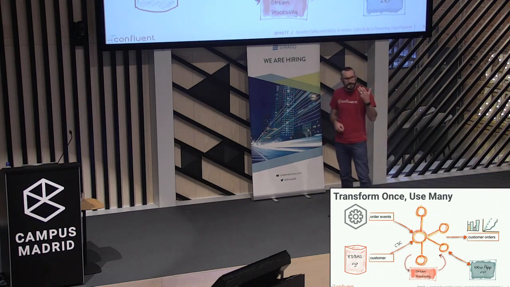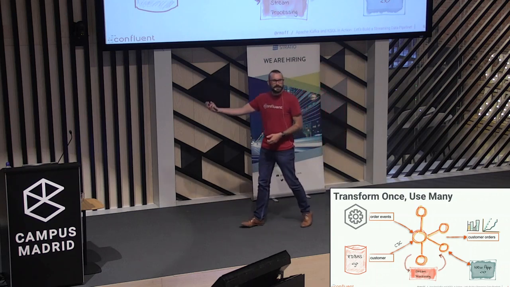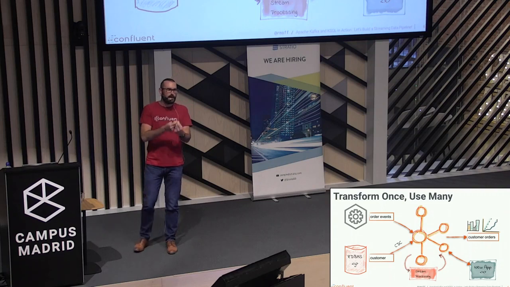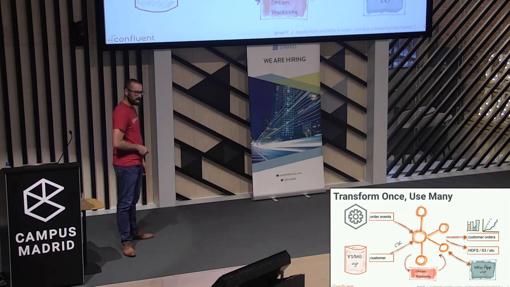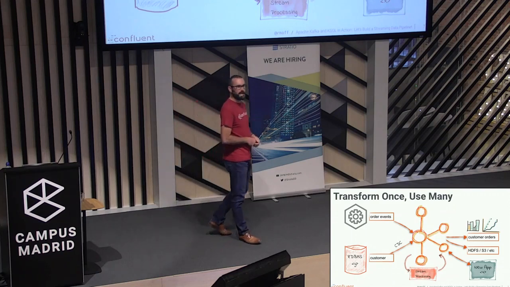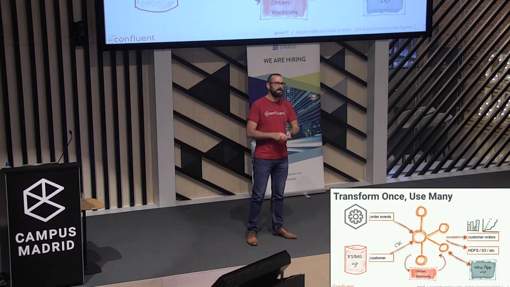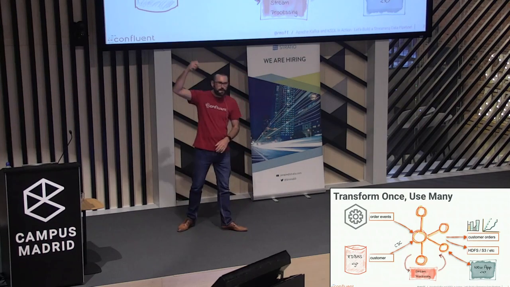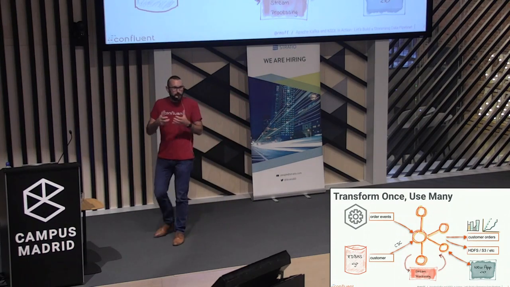So you apply this principle of transform once, use many. You have your transformation logic, your transformation code, in one place. And because we have the data in Kafka, and you can reconsume data from Kafka, and Kafka persists data, we can stream it down to a data lake, an operational dashboard, an application, many different places.